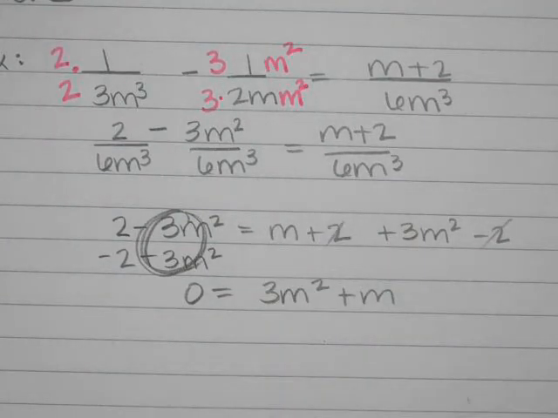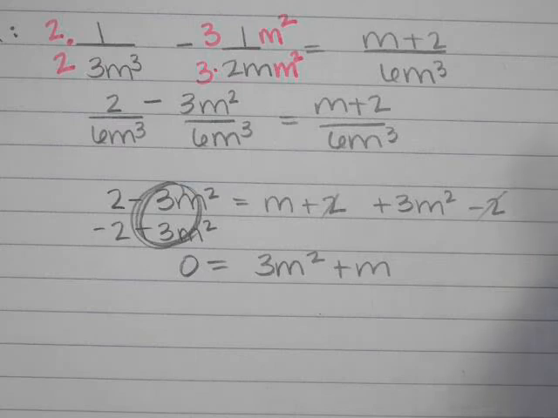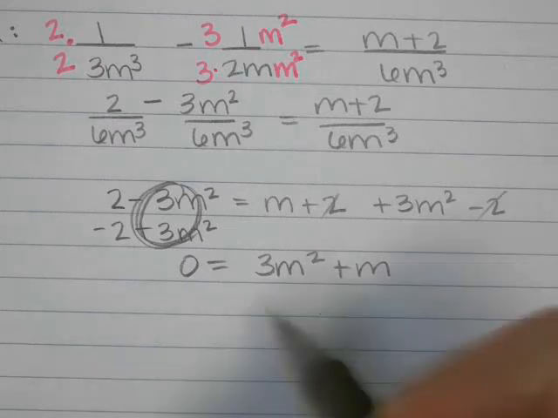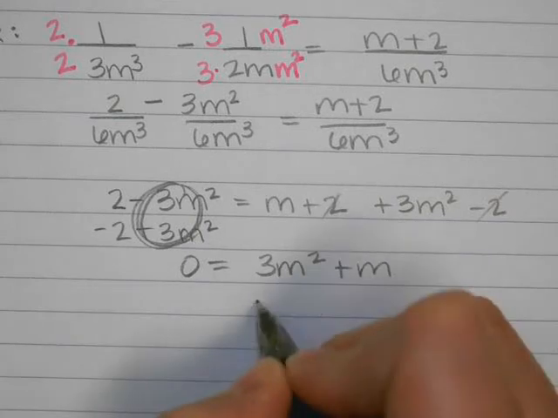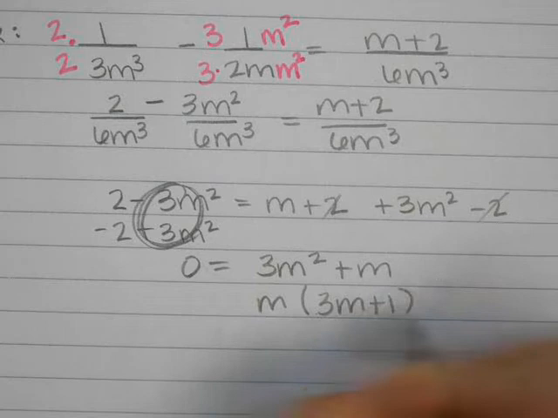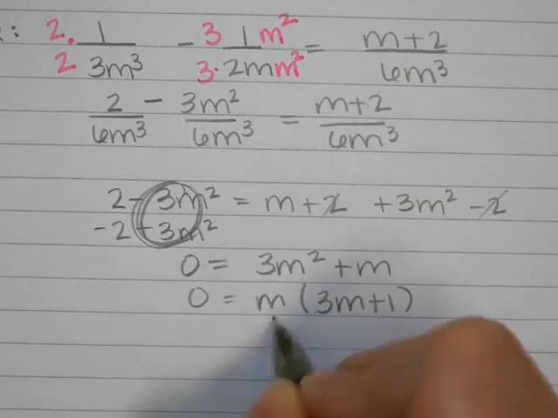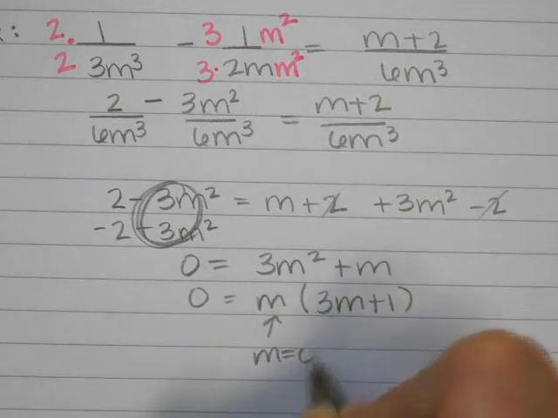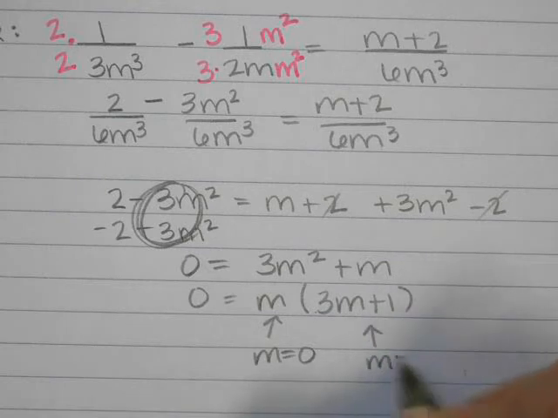You could always use the quadratic formula if you didn't feel like factoring. So if we look at this problem, this is not a trinomial, it's just a binomial, so that means I'm probably doing the GCF factoring method. I'm going to take out an m, and my leftovers would be 3m plus 1. So I have two solutions: m equals 0 and m equals -1/3.